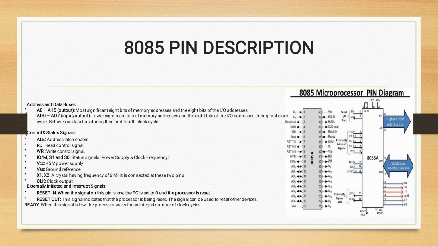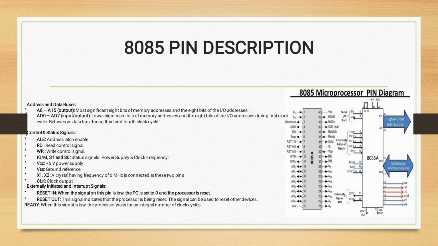Next, IO/M. This is an output pin. When it goes low, the address on the address bus is for memory, and whenever it goes high, the entire operation will be IO device related. That means the address on the address bus is for an input output device.